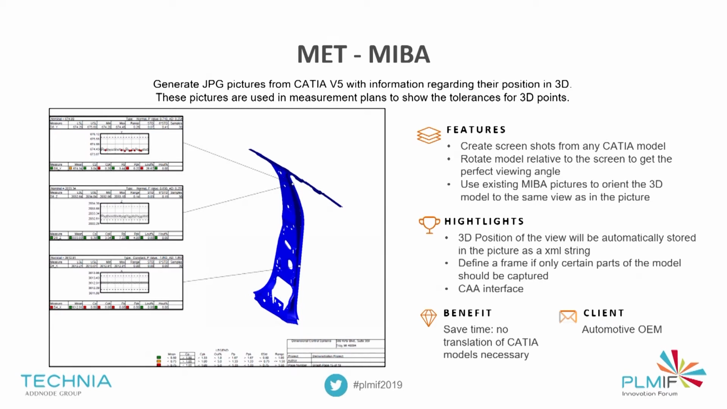The result will be a screenshot, and the customer will use it in downstream processes for measurement plans, and the real measured results will then be attached to the 3D or to the JPEG model. In this case, they have a quality tool. Correct. Where they need this kind of information in order to check whether the real data in production is according to the CAD data. Yeah, correct.